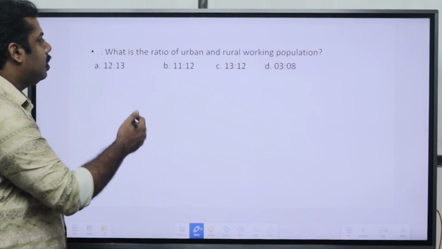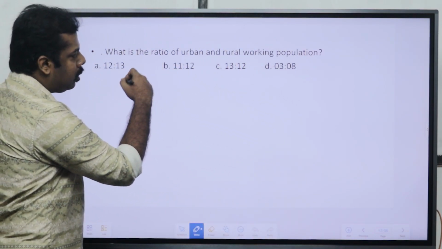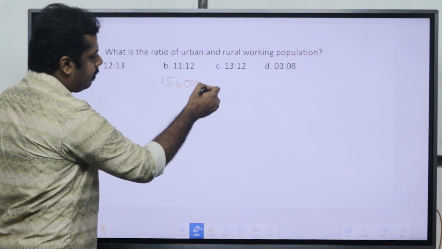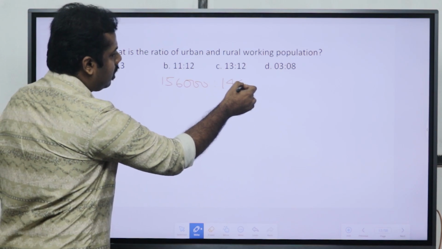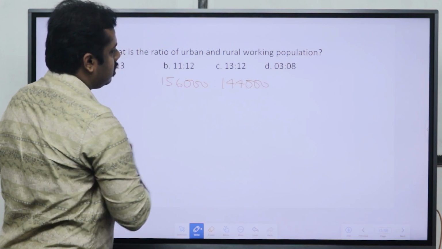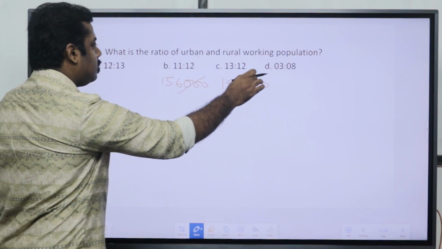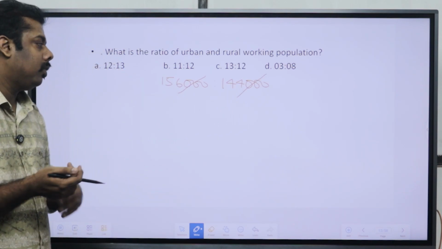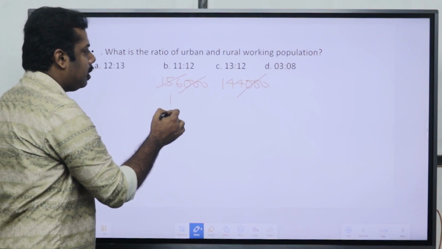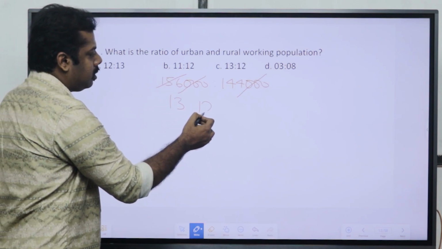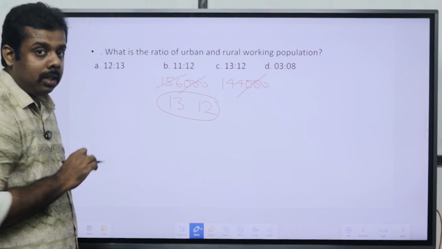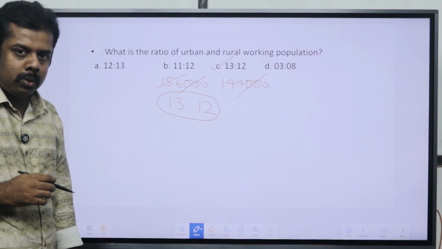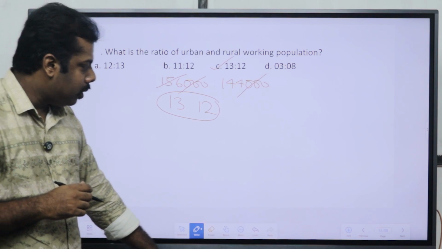So on one side it is urban to rural. That is 1,56,000 here and 1,44,000 here. Cancel out the 1,000 part. Now in 156 and 144, 12 is common, so this will go 13 times and this will go 12 times. So we are getting the answer here as well. The answer is option C, that is 13 is to 12. Now moving on to the next one.